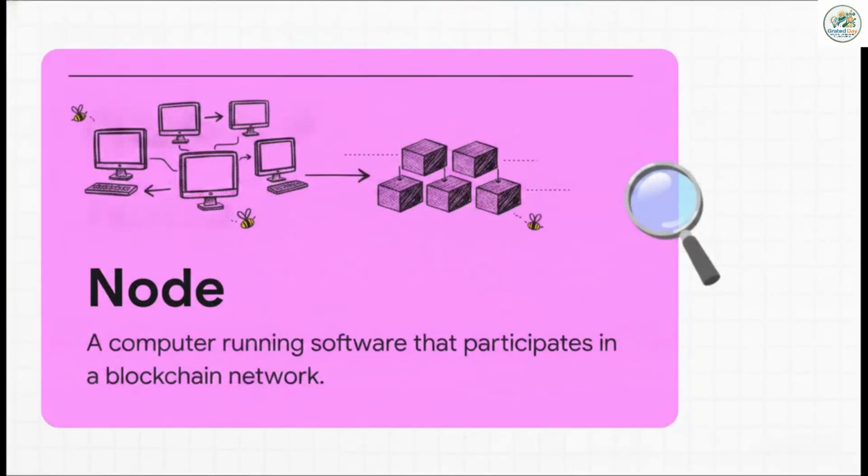Okay, but if thousands of people are holding this digital notebook, how on earth do they all agree on what gets written on the next page? Well, the network relies on computers called nodes. A node is simply a computer running specific software that participates in the blockchain network. Think of them as the worker bees. Depending on the specific network, they might verify transactions against the rules, maintain copies of the entire blockchain history, and constantly chat with other nodes to keep everyone perfectly in sync.